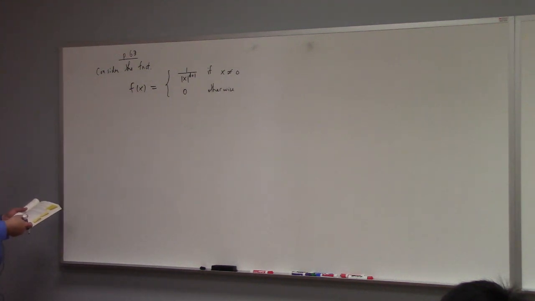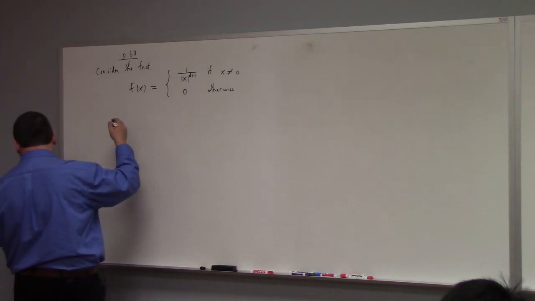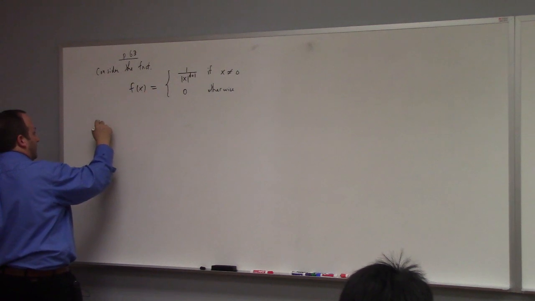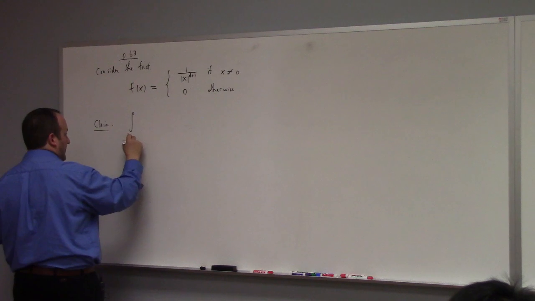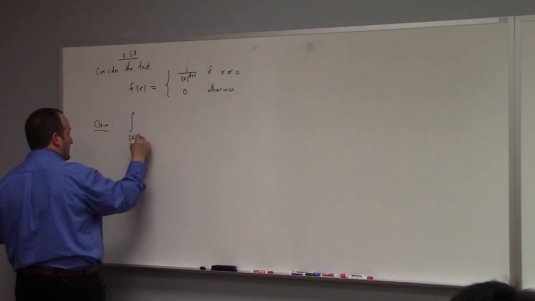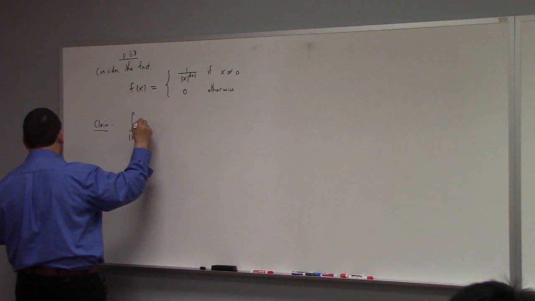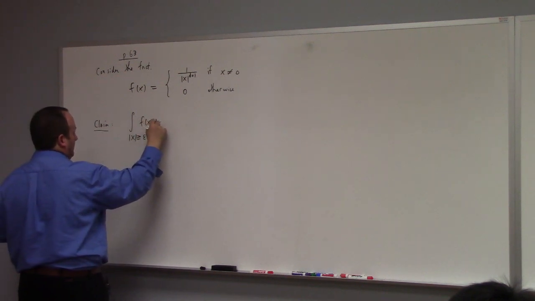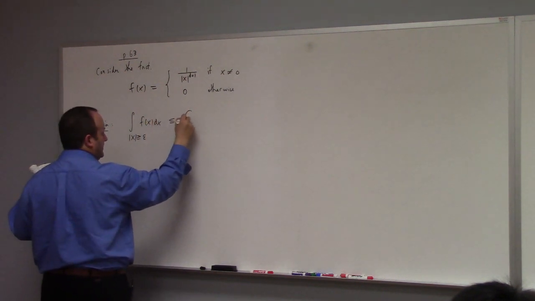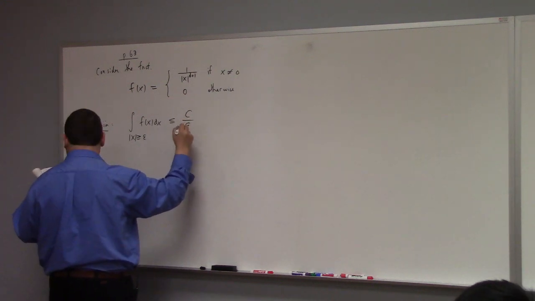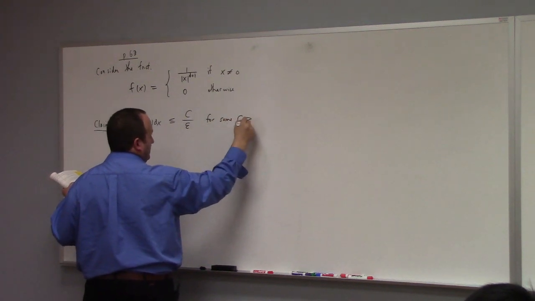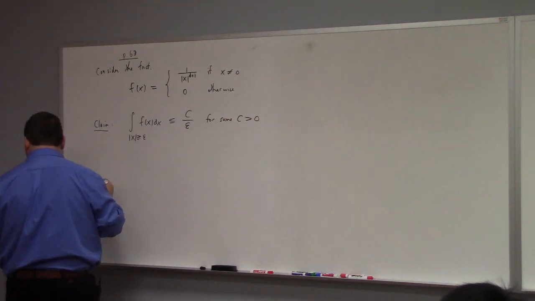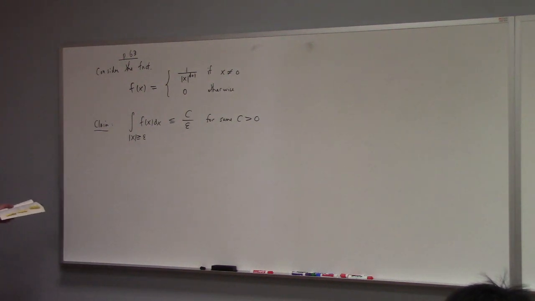We prove that f is integrable outside any ball. So he wants to claim the integral outside the ball of radius epsilon of f of x dx is less than or equal to some positive constant divided by epsilon. All right, so I think that's the claim. Now what's the proof of the claim?